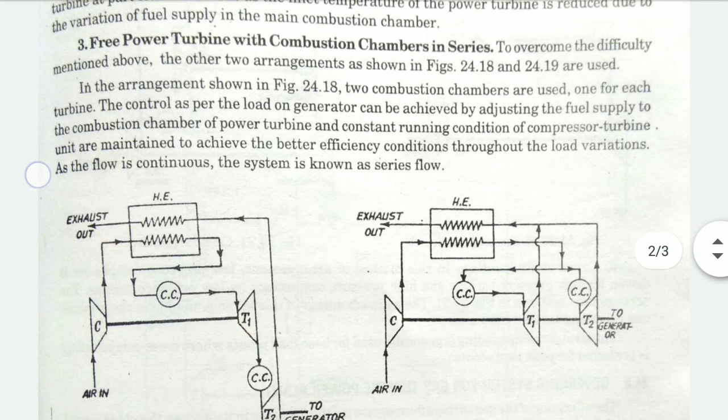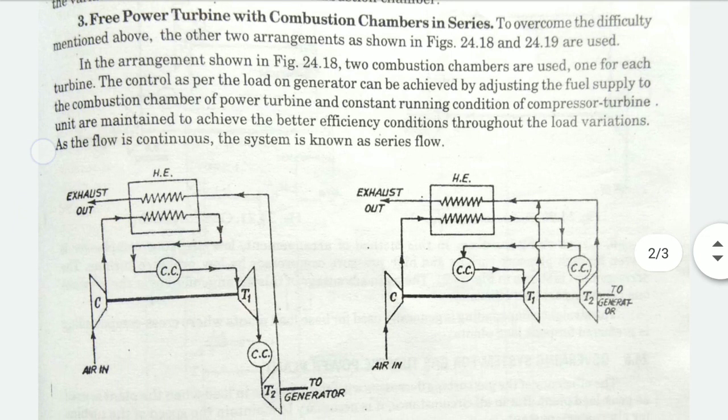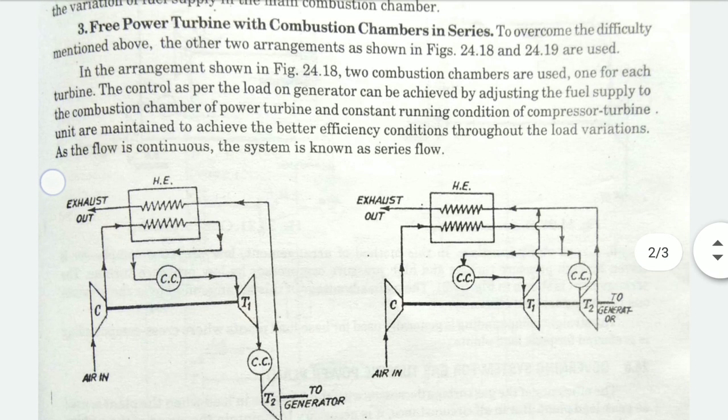So the third one is the free power turbine with the same arrangement, but the combustion chambers are in series, meaning we are providing an extra combustion chamber in series to the T2 turbine, which is the free power turbine. This overcomes the low thermal efficiency of the arrangement above in terms of temperature, as a separate combustion chamber is located before the T2 turbine.